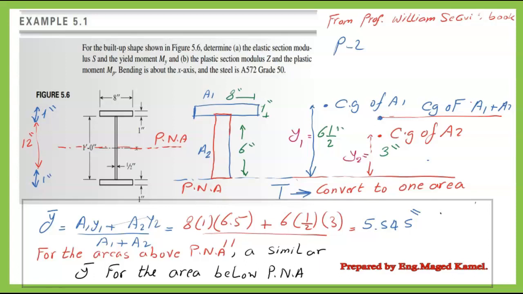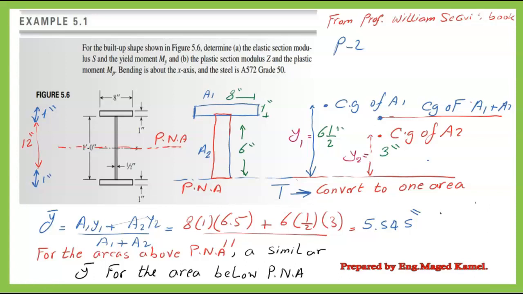5.545 inches. The Y bar distance is the distance from the point of application of the compression force to the P.N. axis. We have a similar Y bar below the P.N. axis for the tension force, and it has the same value of 5.545 inches.